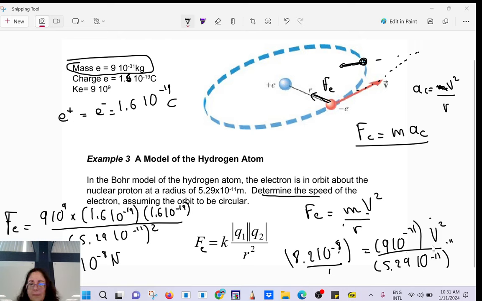9.1 times 10 to the 22nd for the acceleration. Okay, so that will be your acceleration, v squared over r. Then you isolate v squared and then you take the square root. So what do you get? Are you doing it?